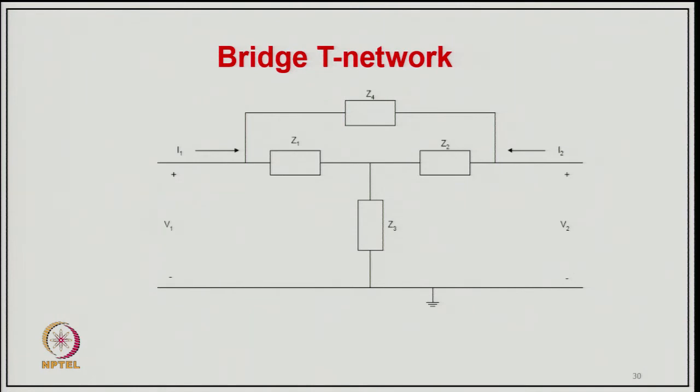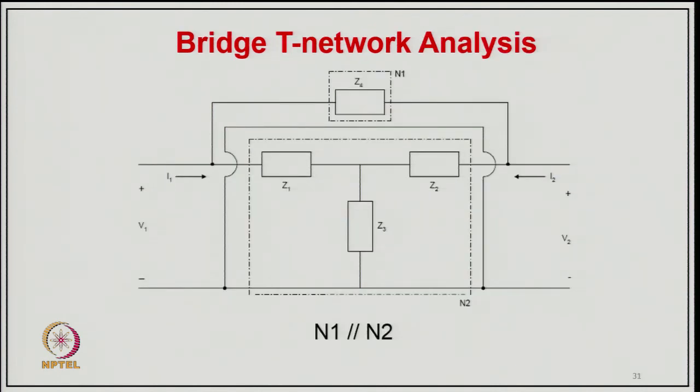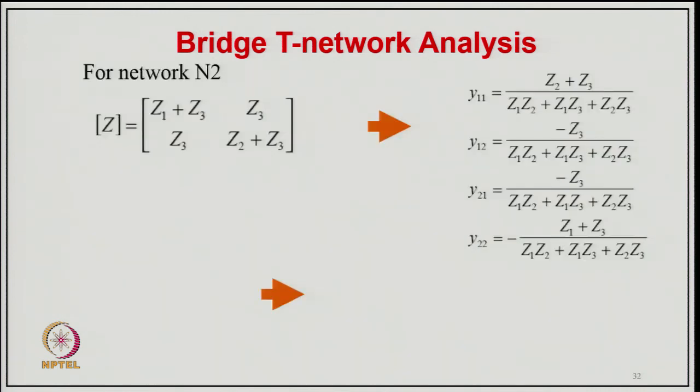So, we have here V1, I1 and V2, I2, and four impedances Z1, Z2, Z3 and Z4 of this bridge T network. From this we can simplify the bridge T network into an equivalent of two two-port networks, N1 in parallel with N2. For the N2 network, you can say Z equal to Z1 plus Z2, Z3 and Z3 plus Z2, Z3.